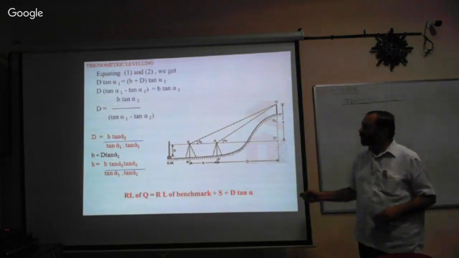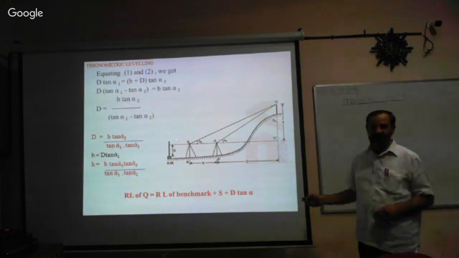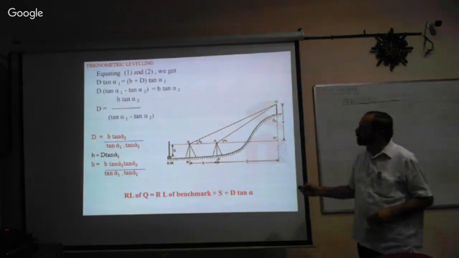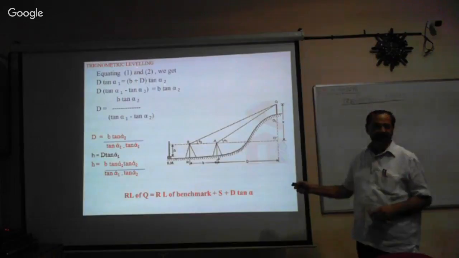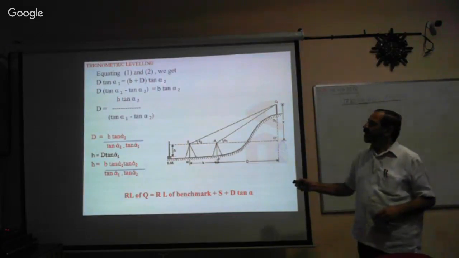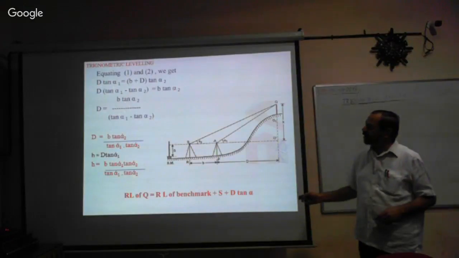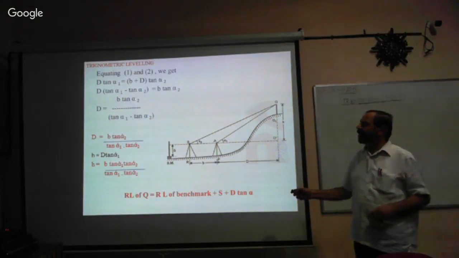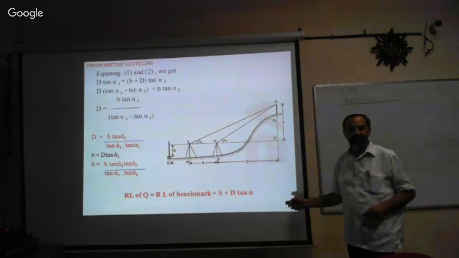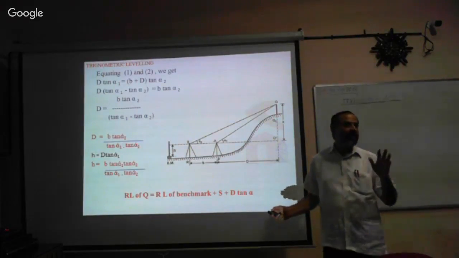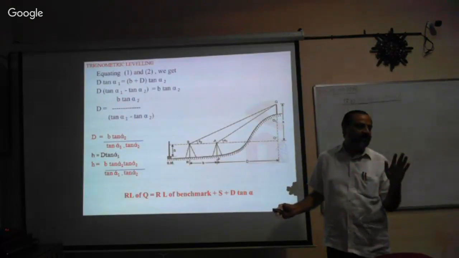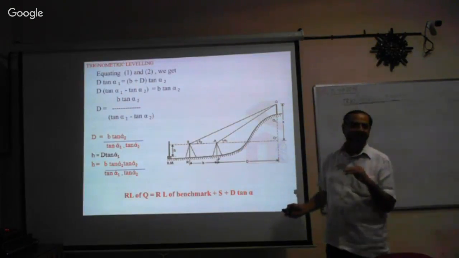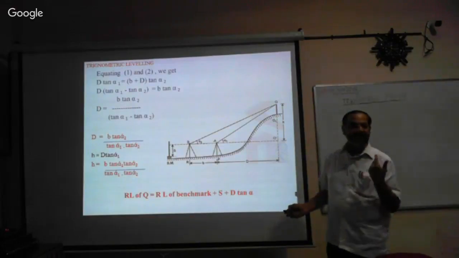D is equal to how much? B tan alpha. After simplifying this, now you open the bracket, multiply this tan there, isn't it? Tan alpha 2, then simplify this. Now we will get D is equal to B tan alpha 2 divided by tan alpha 1 minus tan alpha 2. Now that completes the problem almost, isn't it? If you are able to calculate this, now our problem is solved.